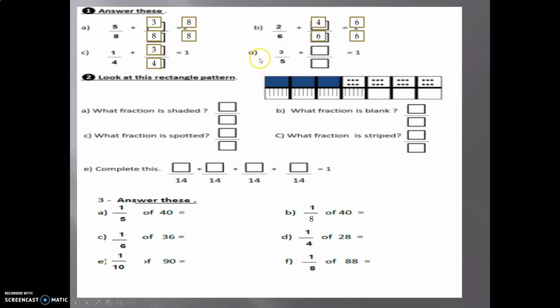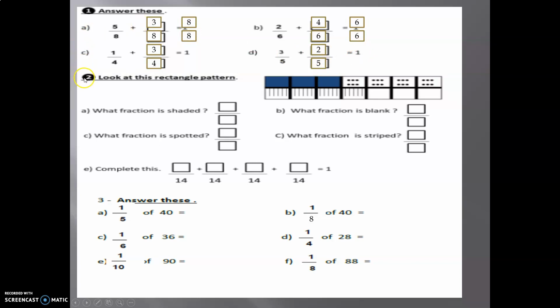Okay, let's go to number D. 3/5 plus what gives you 1? You know that 1 means 5/5. So what will be the missing denominator? 5. 3 plus what will make 5 or 5/5? 3 plus 2. So 3/5 plus 2/5 makes 1 or 5/5.